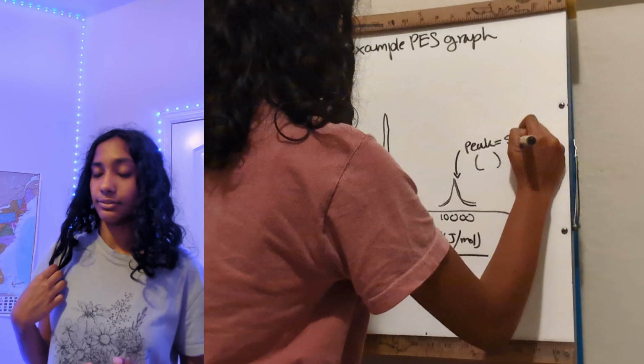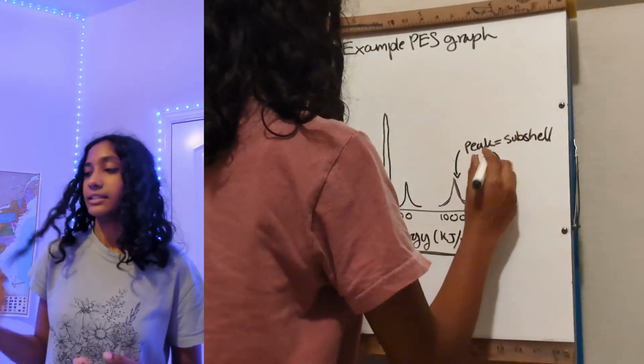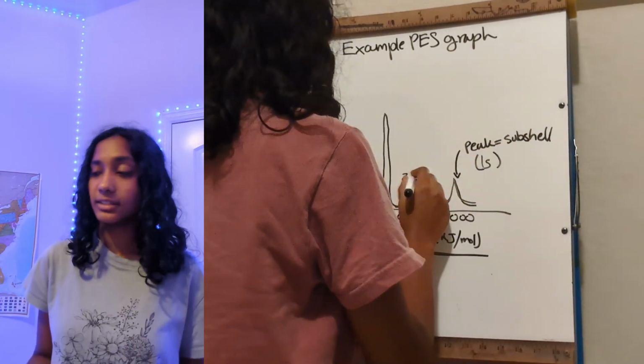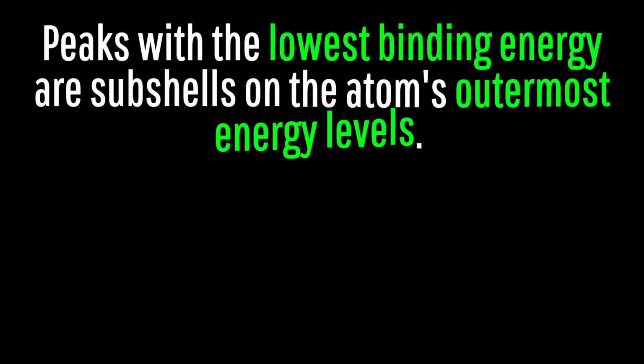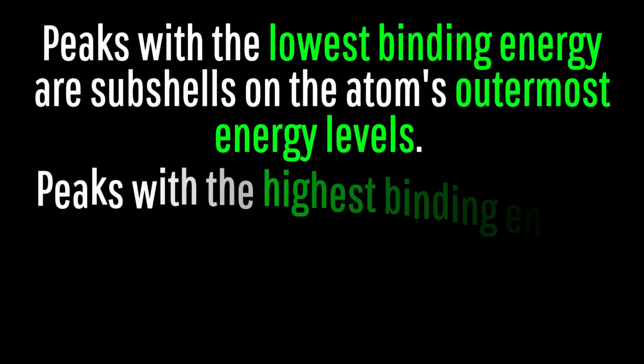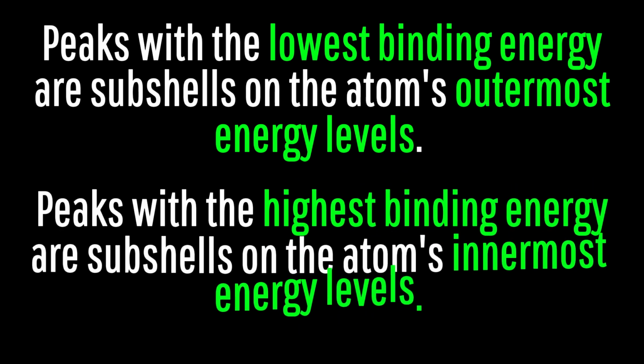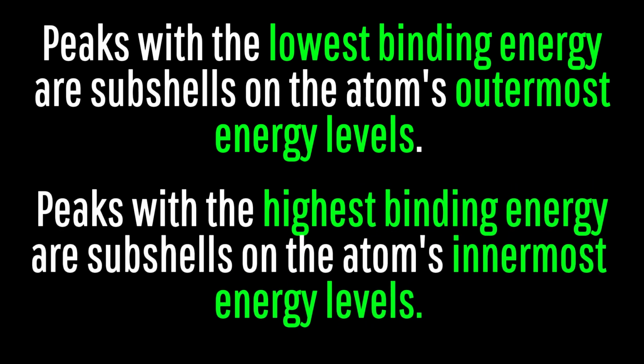Each peak represents a different subshell that an atom has, such as the 1s subshell, 2s subshell, 2p subshell, and so on. The peaks with the lowest binding energy represent subshells that are on the outermost energy levels of an atom, and the peaks with the highest binding energy are on the innermost energy levels of an atom. This is because the closer an energy level is to the nucleus, the stronger the attractive forces are between the nucleus and that energy level. And the stronger these attractive forces, the higher the binding energy.